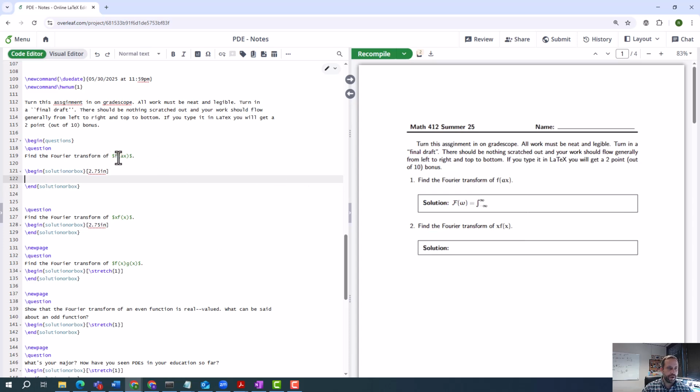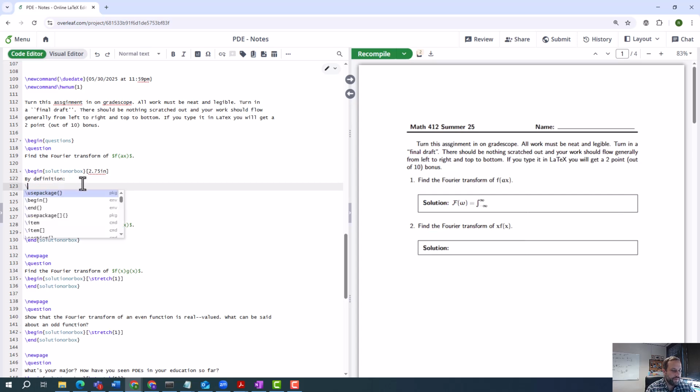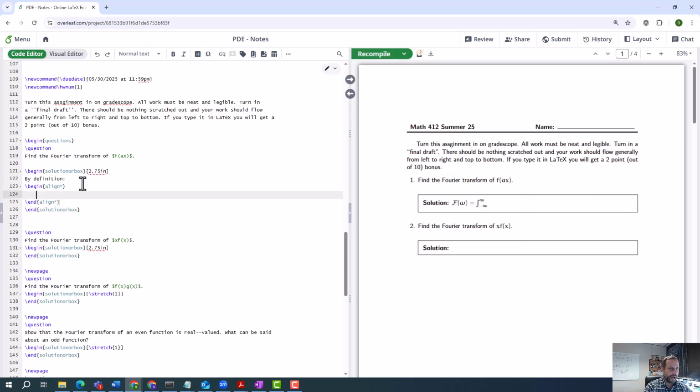All right, so we want to find the Fourier transform of f of ax. Okay, basically what I'm going to start off with, I'm just going to say by definition, this is what the Fourier transform is. If you want to write math that's not in line, you could either write the math in line as a paragraph or write it as a block underneath. That's what we're going to do here. Okay, so hat f of omega.